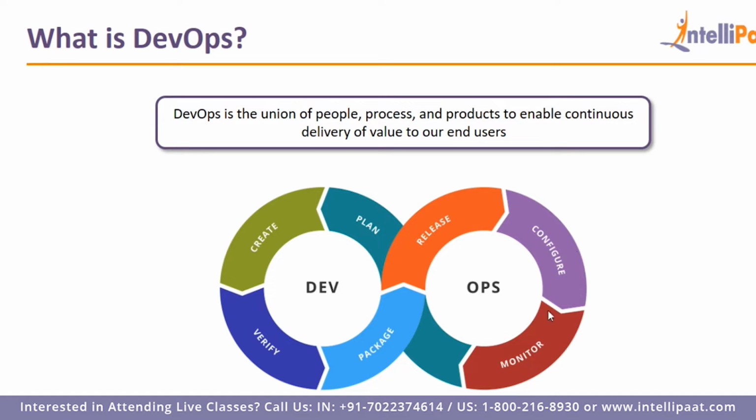After that, you can do configurations, you can monitor your application, and once again after monitoring, you will be getting a lot of telemetry which you can use to make the application better. So you again go to plan and create. So this is the process which keeps on happening. And you can see the motto over here, guys, that is DevOps is the union of people, process and products to enable continuous delivery of value to our end users. This particular statement was told by Donovan Brown, the Azure DevOps manager.